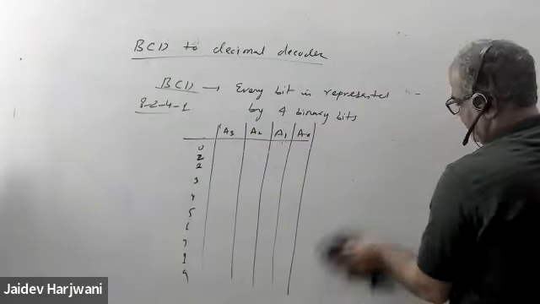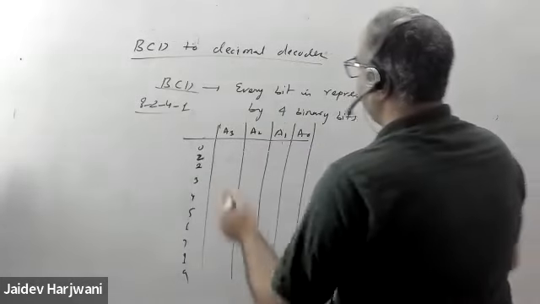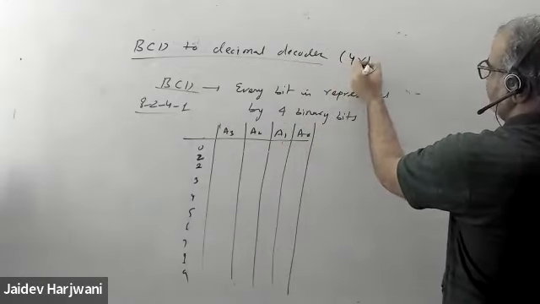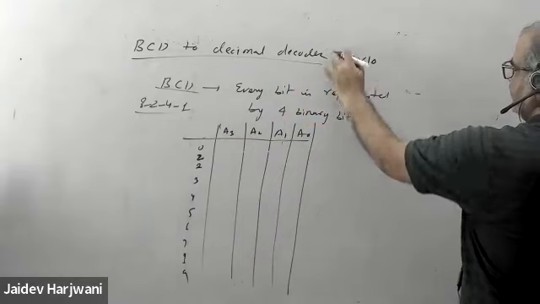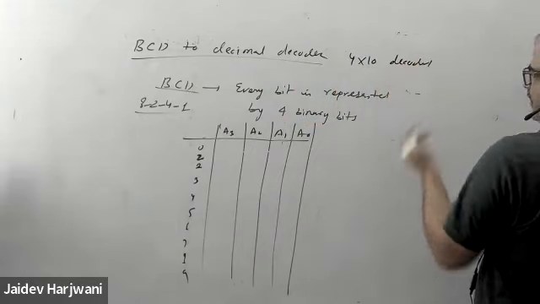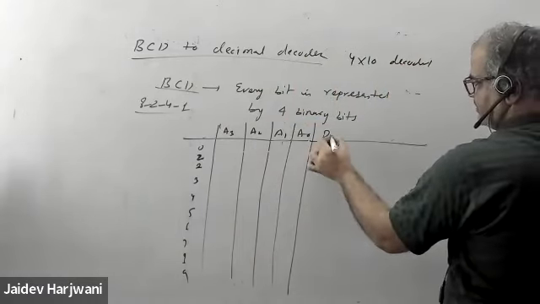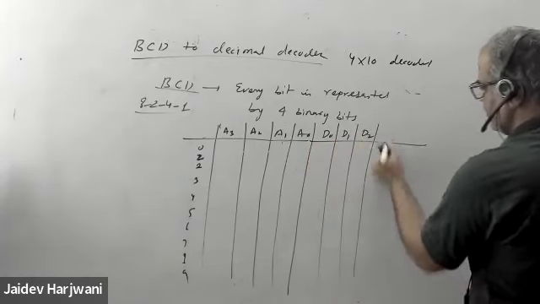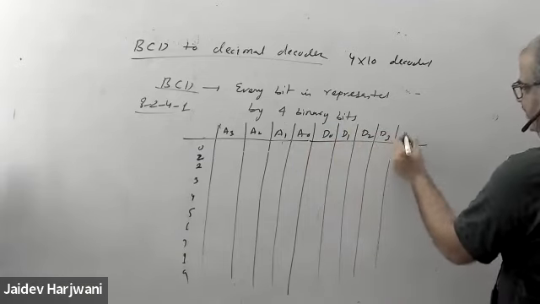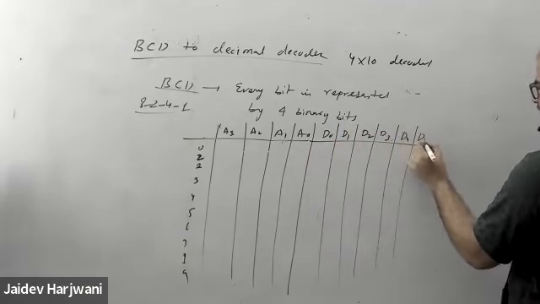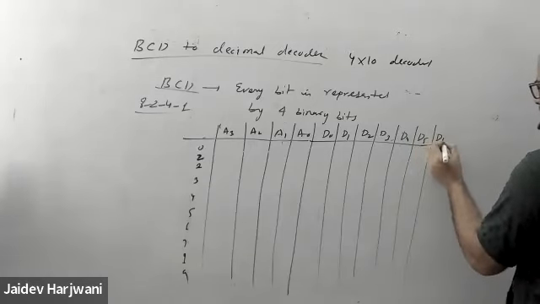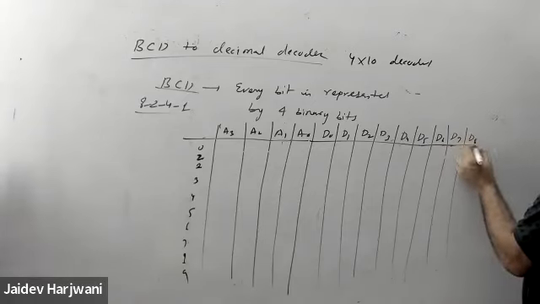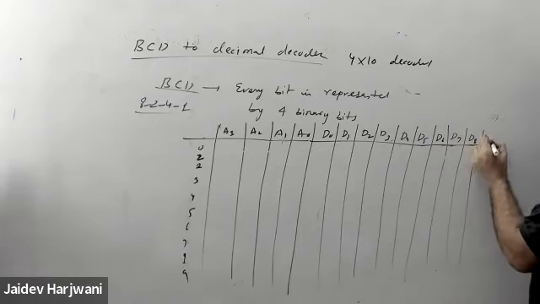So now again, you want to make a BCD to decimal decoder. So BCD is what? It is 4-bit. That means you want to make a 4 to 10 decoder. So same like earlier, you have to make terms D0, D1, D2, D3, D4, D5, D6, D7, D8, D9, up to D9.